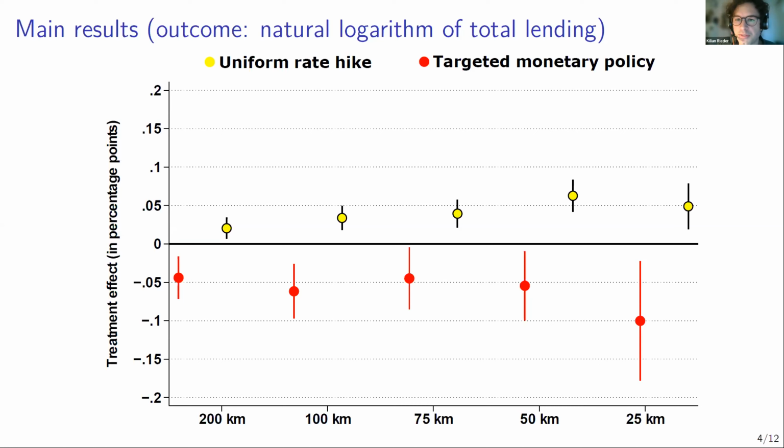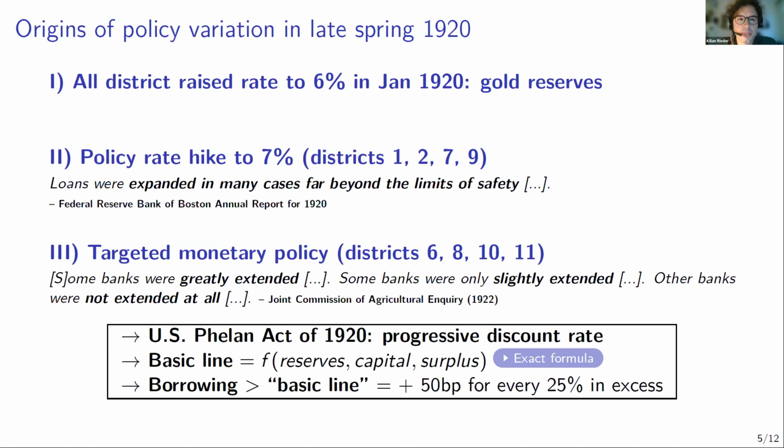But before I do that, let me talk a little bit about the origins of the policy variation that is at the core of this paper. Now, what is really important is that there was a first wave of policy changes in the beginning of 1920 in January, where all districts across the entire territory of the United States raised their rates to 6%, and that was basically to protect the gold reserves of the financial system of the Federal Reserve System.